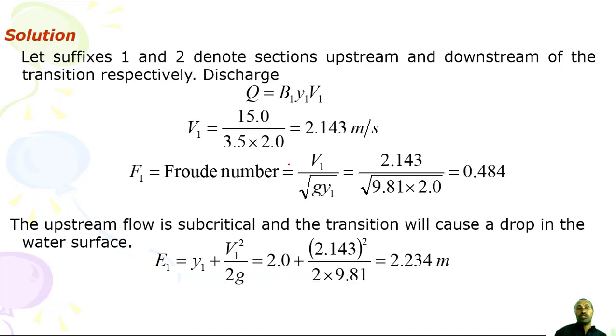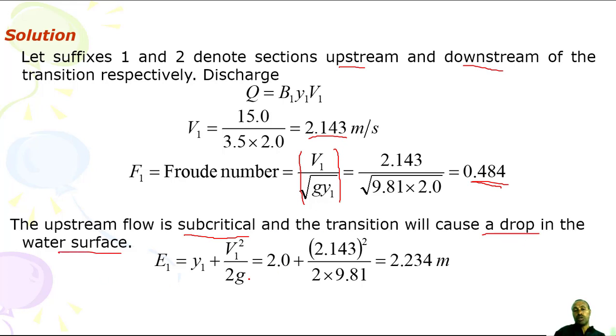Now let us see. Let suffix 1 and 2 denote sections at upstream and downstream of the transition of the channel. Then discharge Q is equal to area times velocity, Y1 V1. Then V1 you can already compute. Then let us calculate the Froude number. Since it is a rectangular channel, you can use this formula, which is V1 divided by square root of G Y1. Then you get this result, which is 0.484. So the upstream flow is subcritical. So if it is subcritical, the transition will cause a drop in water surface elevation.